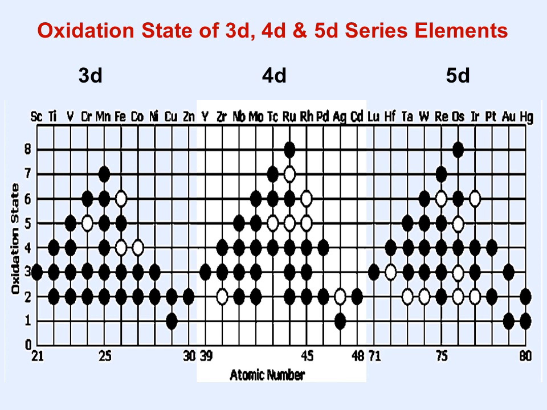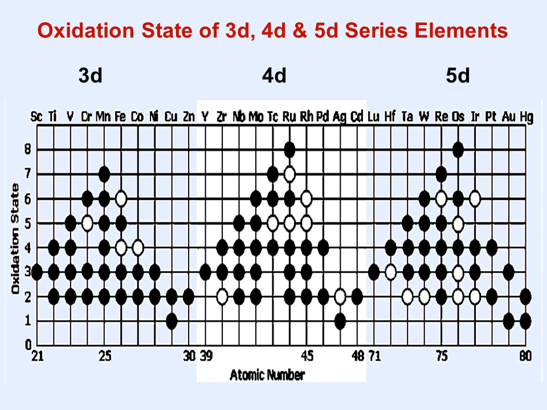In the 3d series, the maximum variation in oxidation state is shown by manganese, which forms variable cations starting from the 2+ oxidation state up to the 7+ oxidation state. In this series, zinc is only stable in the 2+ state.